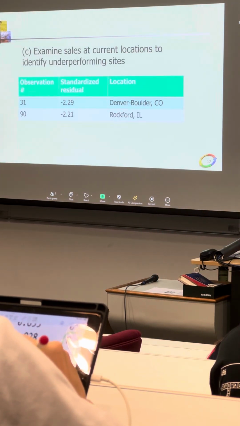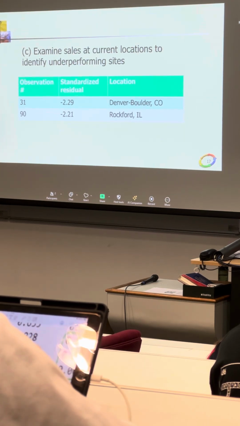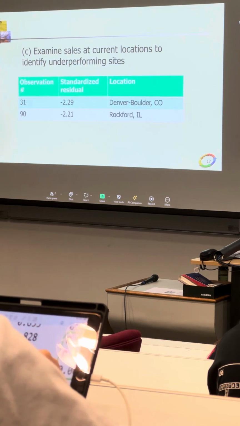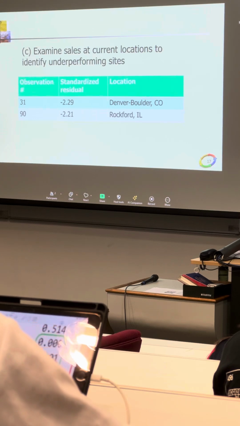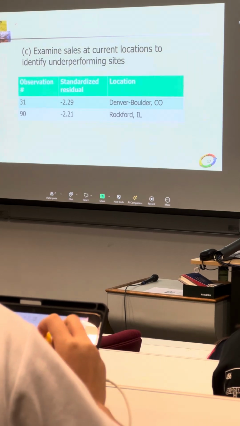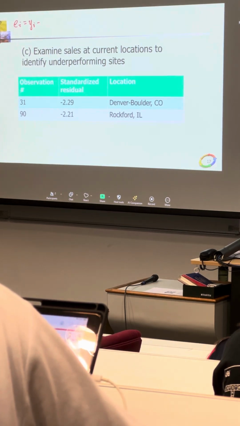Another objective in this case is to identify the underperforming and the overperforming sites. That is also very useful because we can make use of outliers to help us identify those places. Outliers involve the residual. Recall that residual e_i is equal to y_i minus y_i hat.